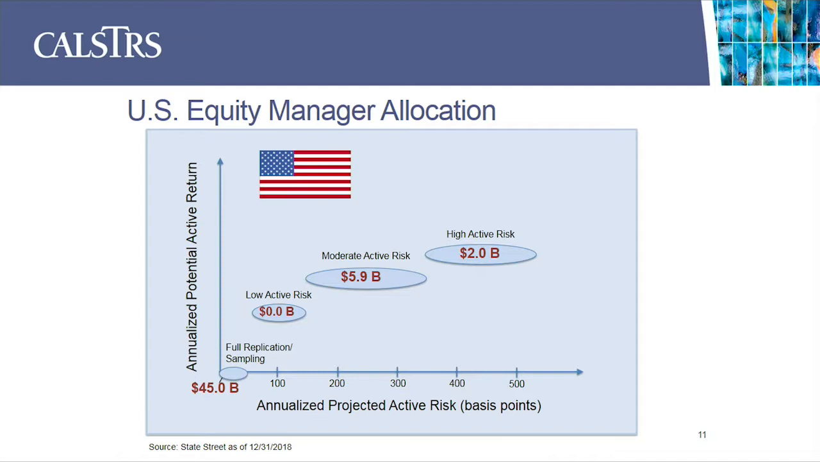We'll start with the U.S. equity portfolio. So it shouldn't be a surprise that most of our assets are allocated to passive strategies. We have $45 billion allocated to passive, which really seek, as I was saying before, to match the returns of market cap weighted indices. Currently, we don't have any strategies in the low active risk. Within our $5.9 billion moderate active risk allocation, we have external active managers, but we also have our internally managed smart beta strategies, such as fundamental index and diversified multi-factor. And we have $2 billion in high active risk strategies.